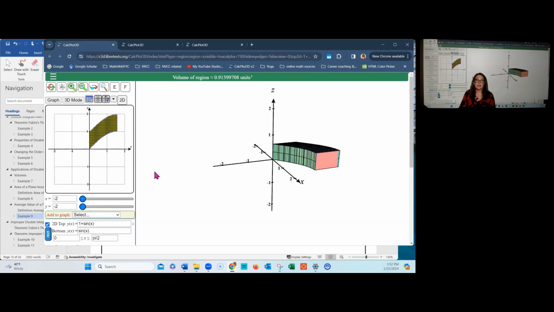This is about the same as what I got with the other with the same number of prisms. In order to get it to be closer to 1, I would have to take more prisms. The more prisms I have, the closer it will be to the true value, which is 1 cubic unit.